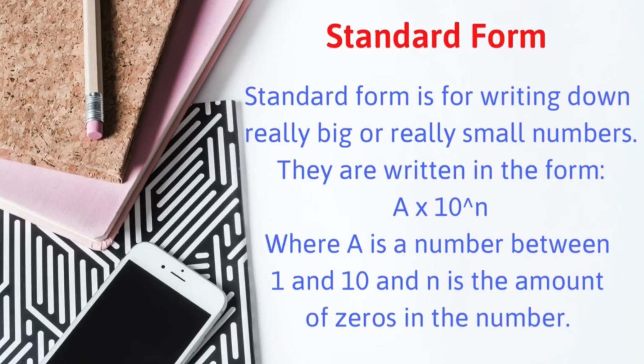Another way to make numbers easier to manage is by writing them in standard form. Standard form is for writing down really big numbers or really small numbers. It's written in the form a times 10 to the power n, where a is a number between 1 and 10 and n is the amount of zeros that were in the original number. If the number is really big, like 10 million, then n is a positive number. If the number is really small, like 1/1,000,000 of a centimetre, then n is a negative number.